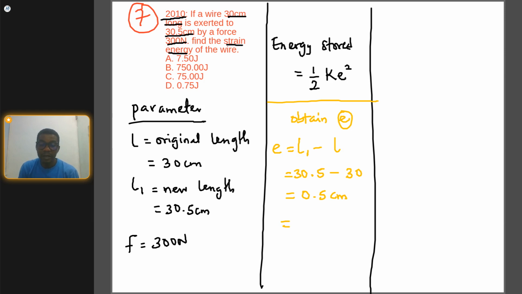So I need to convert this by dividing 0.5 by 100. And when I do that, I have the value. Let me write it properly so you can see. E is equals to 0.005 meter. Now I've obtained the value of E. Now I need to get that of K. How do we get the value of K?